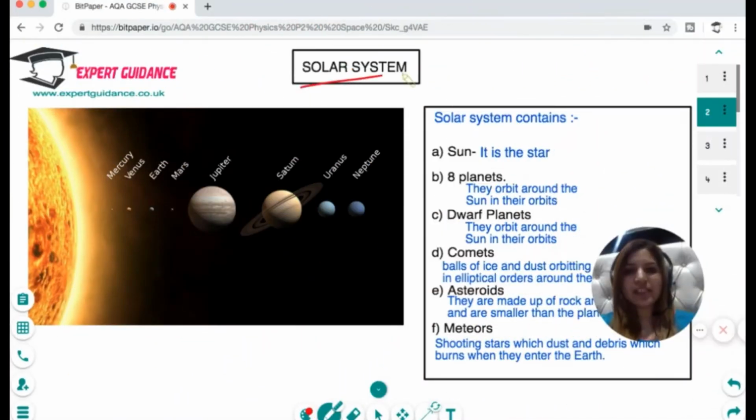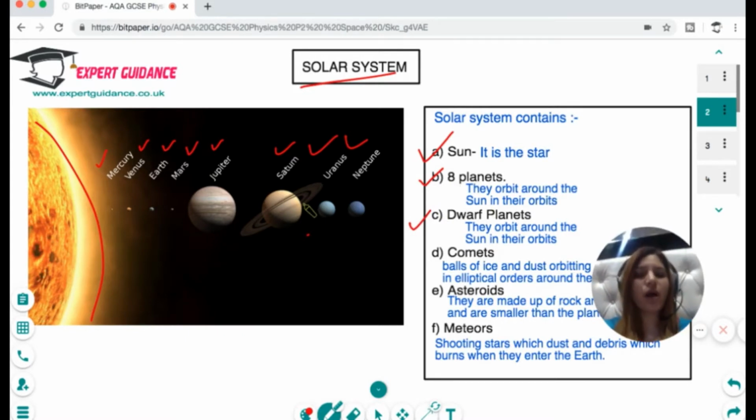Now, when you see the solar system, we see the sun and 8 planets which are revolving around the sun. The planets are Mercury, Venus, Earth, Mars, Jupiter, Saturn, Uranus, and Neptune. There are some dwarf planets which also orbit around the sun, but they are too small to be called an actual planet.